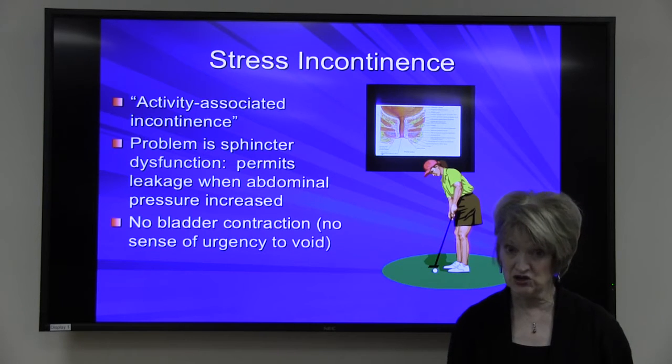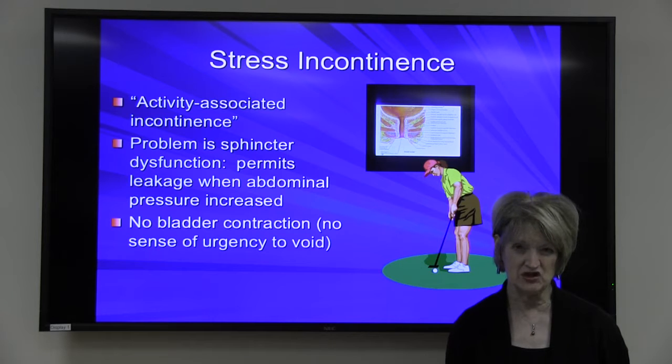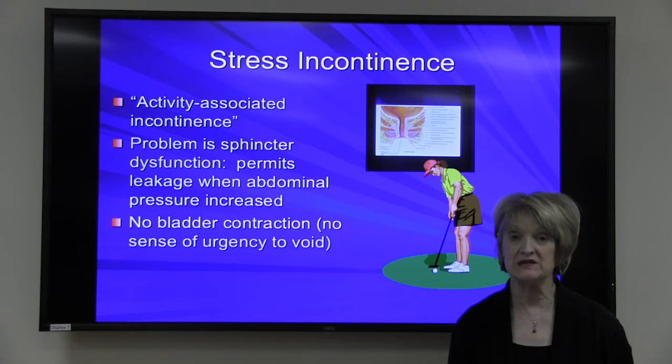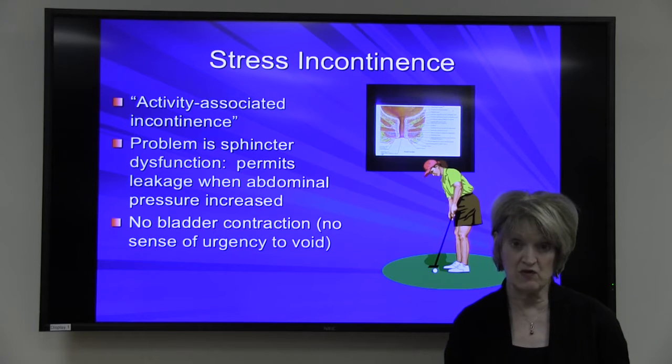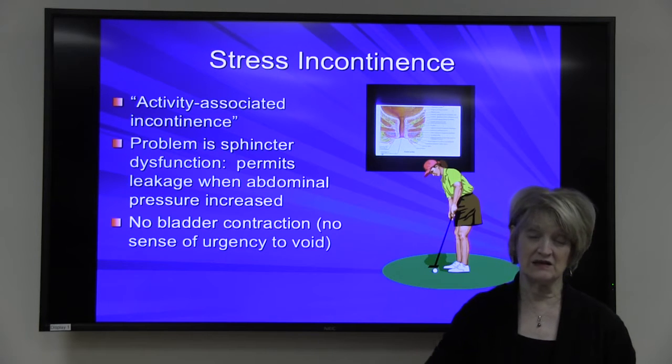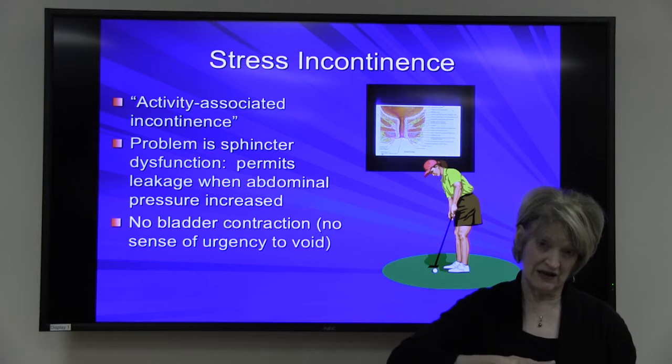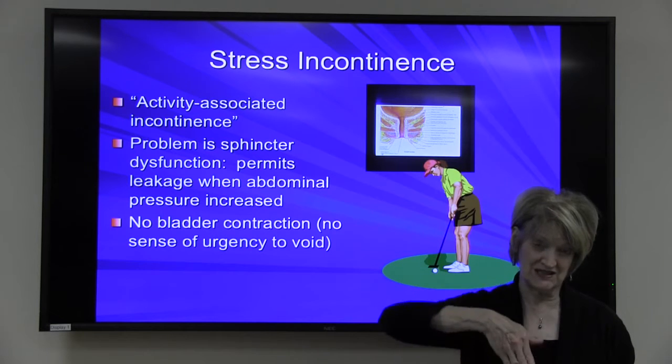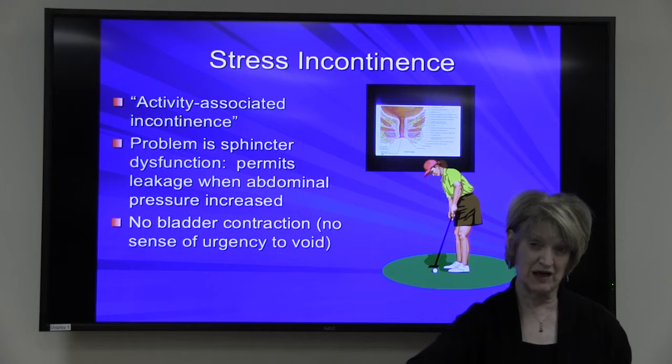If you ask the patient, when you have leakage episodes, do you have an urge to go? Are you trying to get to the bathroom? She's going to say no. She might even say, no, I went to the bathroom just before I started exercise class, and then as soon as we started jumping, I started leaking. So it's not a bladder contraction that's causing the leakage. What's happening is that activity is causing an increase in abdominal pressure, which is pushing down on the bladder and increasing bladder pressure, and the sphincter is unable to compensate.